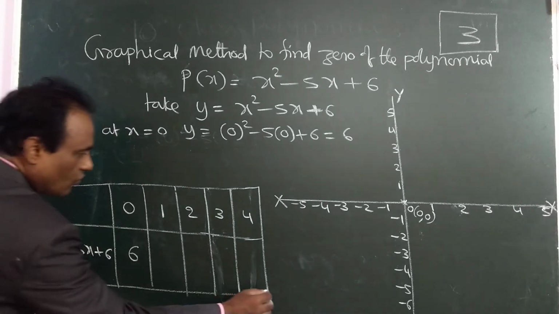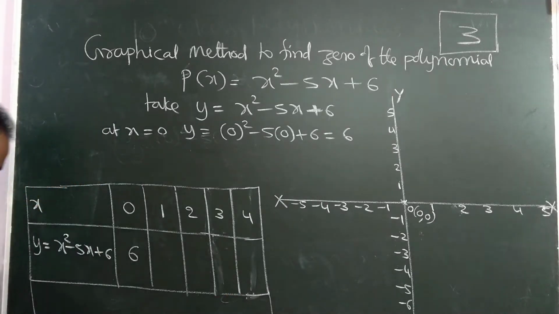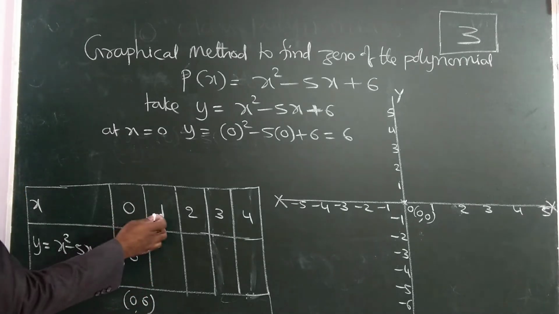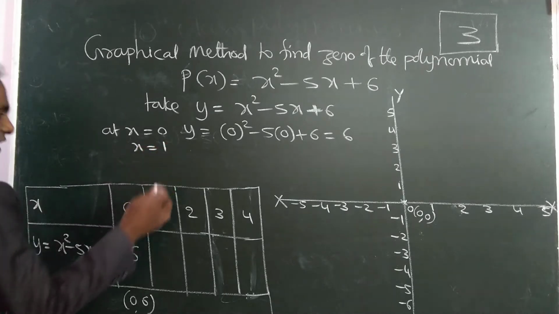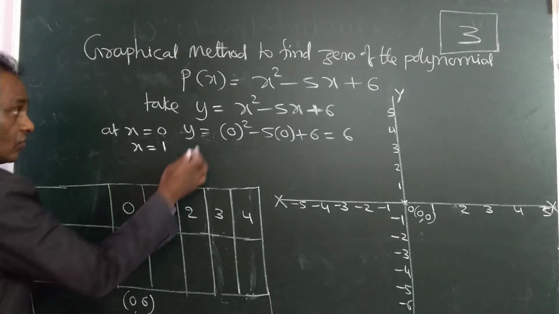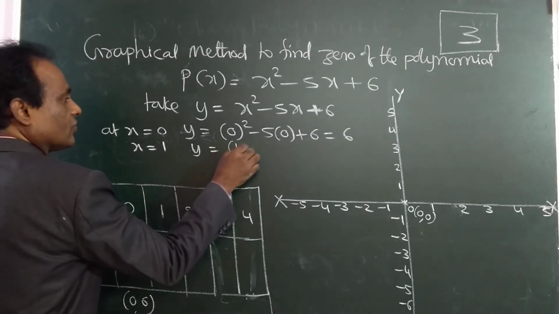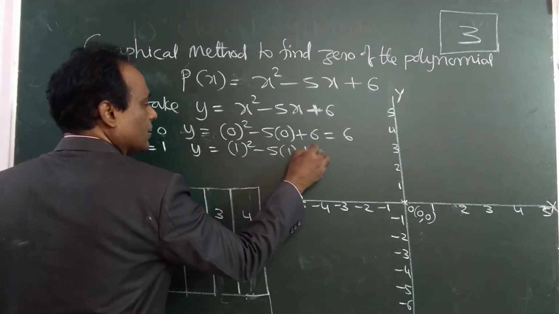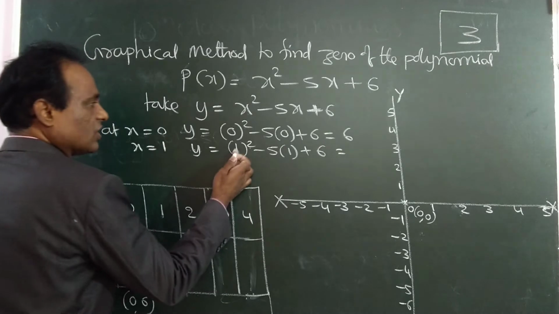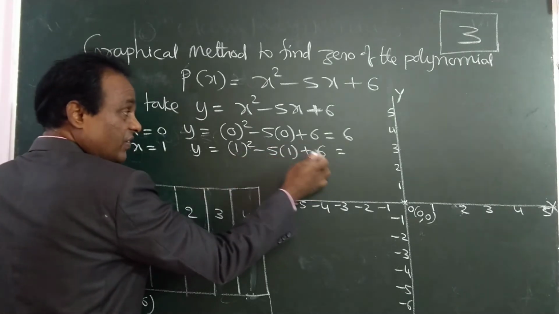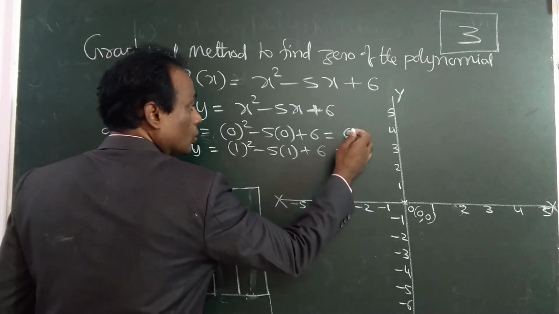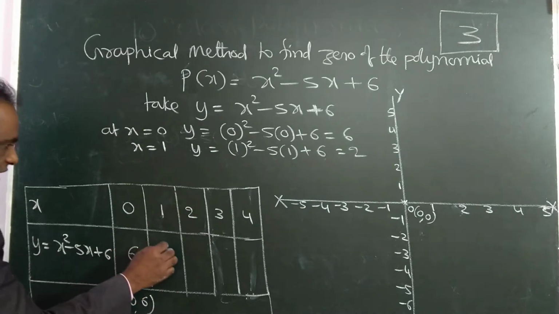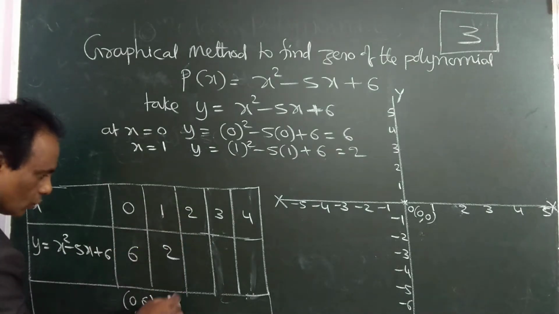That means one point is (0, 6). X value 0, y value 6. Next, take x equal to 1. What happens? 1 square, x value 1, minus 5 into 1 plus 6. 1 square is 1, 1 plus 6 is 7, 7 minus 5 is 2. So we got y value 2, that means (1, 2).